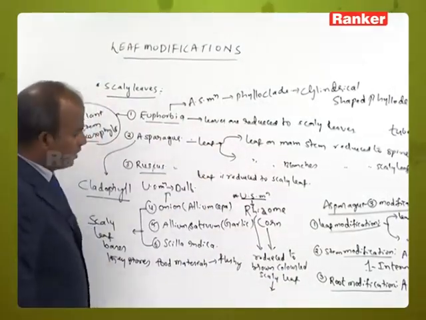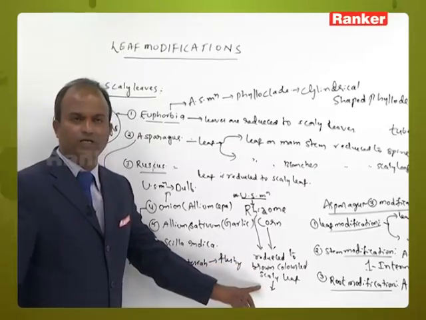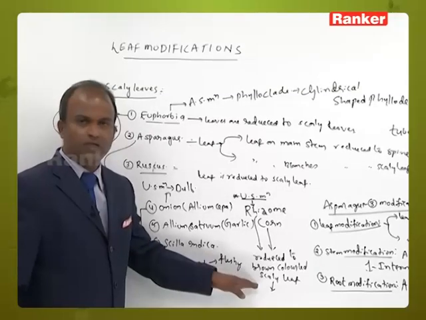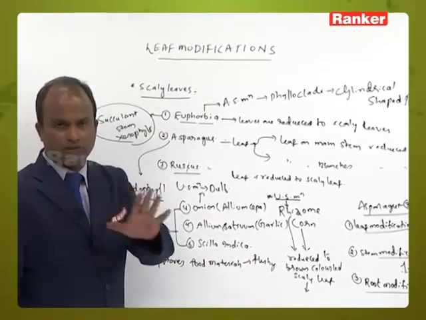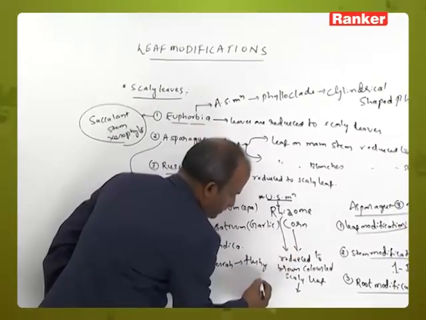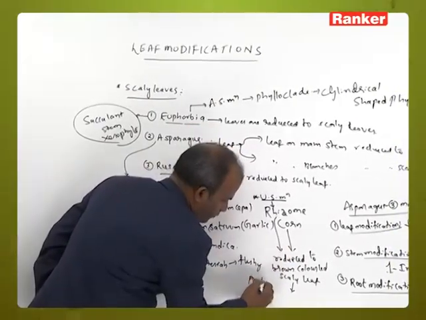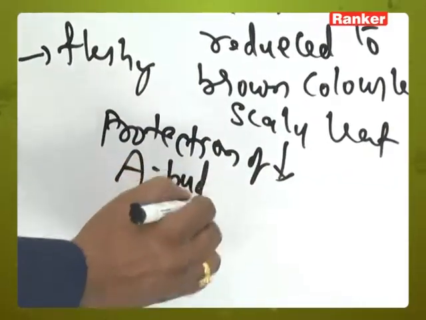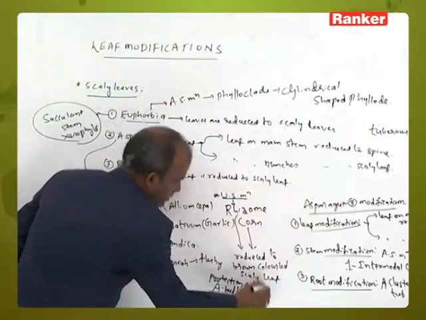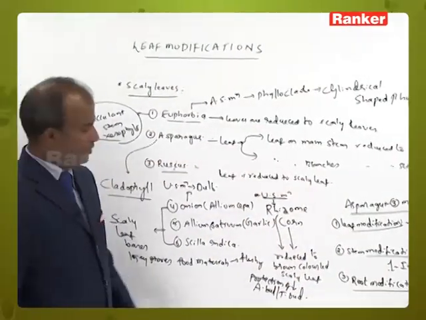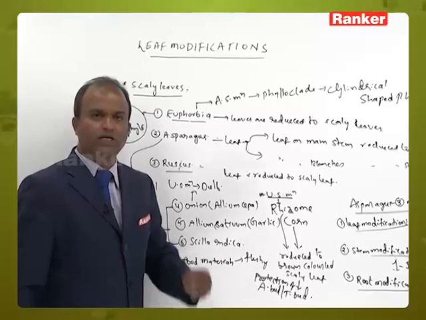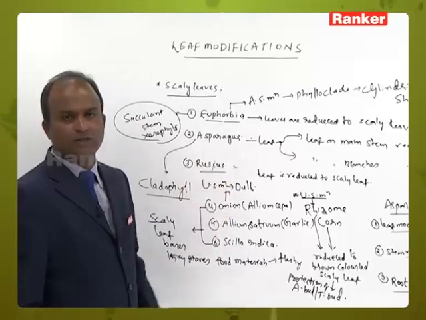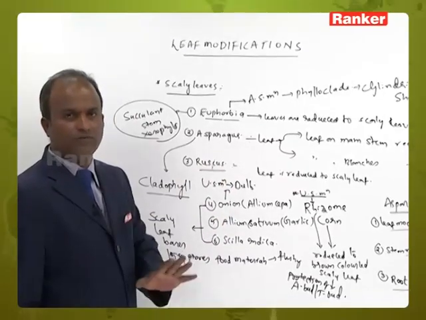What is the function of the brown colored scaly leaf? Is it photosynthetic or non-photosynthetic in function? It does not perform photosynthesis. Why? Because it plays an important role in protection of the axillary bud and terminal bud. This is about scaly leaves, which we have completed.